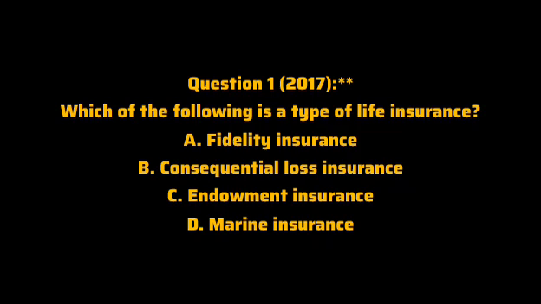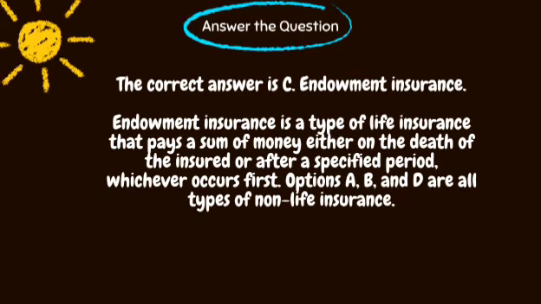Question number 1, coming from year 2017. Which of the following is a type of life insurance? A. Fidelity insurance. B. Consequential loss insurance. C. Endowment insurance. And D. Marine insurance. The correct answer is C.